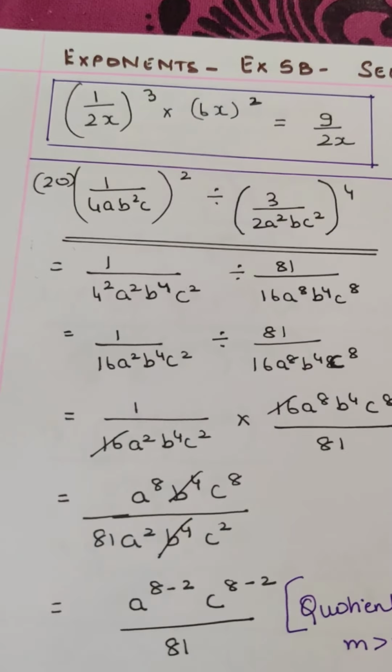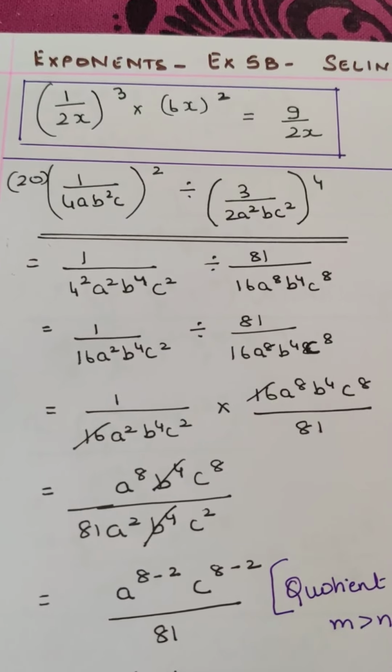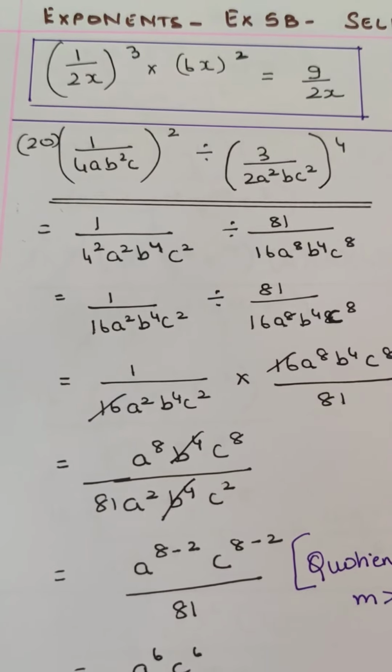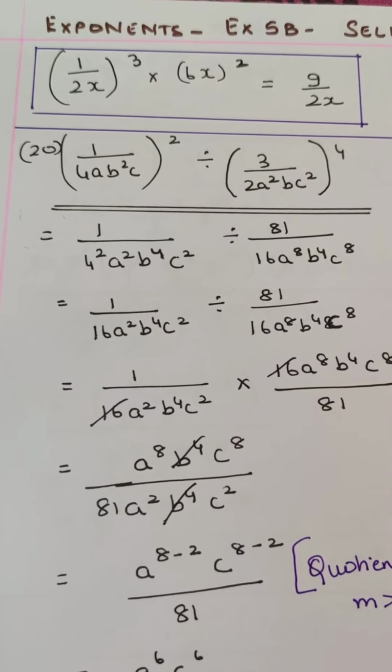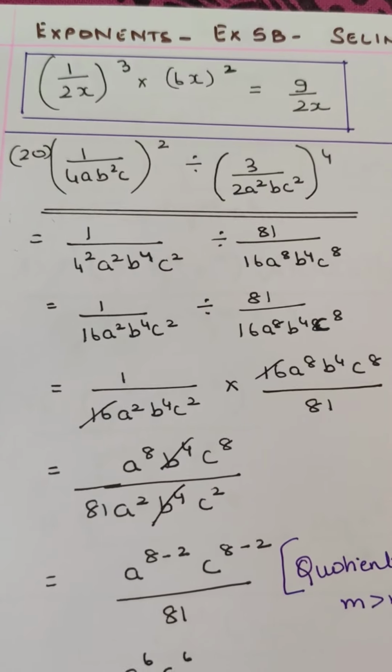The answer is 1 by 2x to the power of 3 into 6x the whole square is equal to 9 by 2x. Next one is very simple. 1 by 4a b square c the whole square divided by 3 by 2 a square b c square to the power of 4.